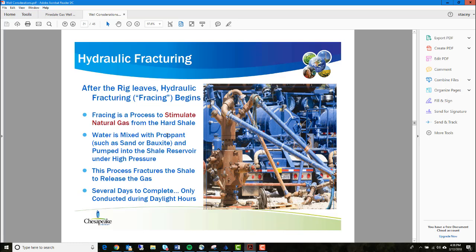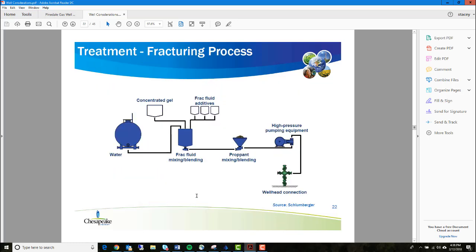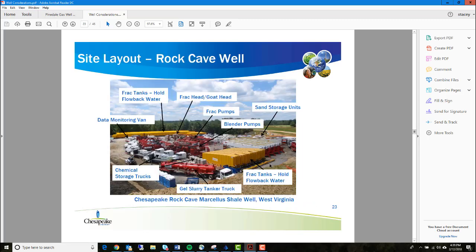This process, fracking the shale, releases the gas and takes several days to complete, only conducted during the daylight hours. So we have a lot of equipment, a lot of things being held in that portion. You have the water, the frac fluids, and maybe the gel and proppants that are all mixed together and pushed down through the wellhead, all the way out through to the ground. And then you have the back pressure of that coming back up and then being captured.